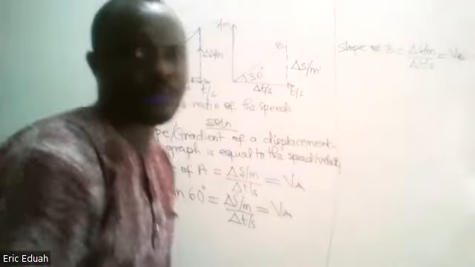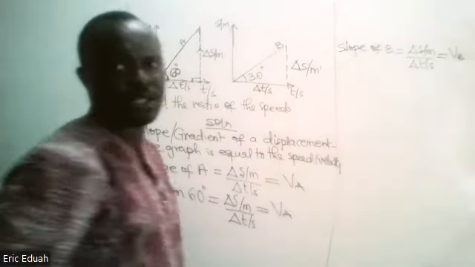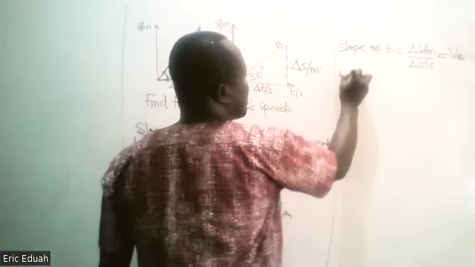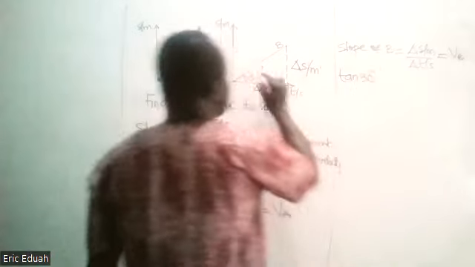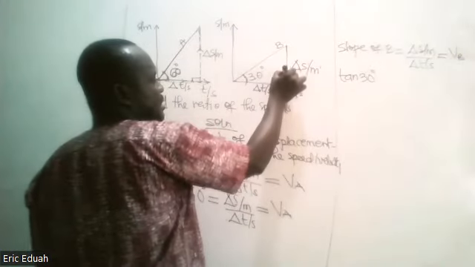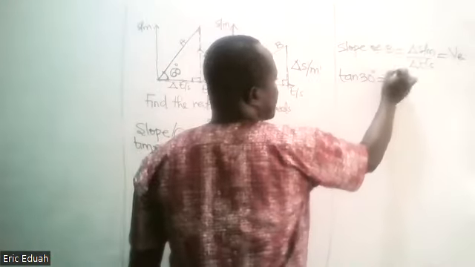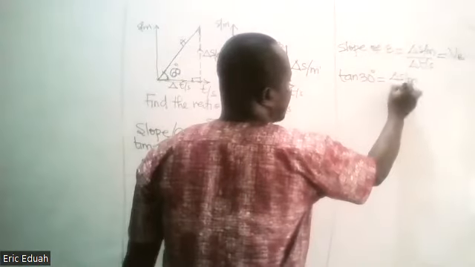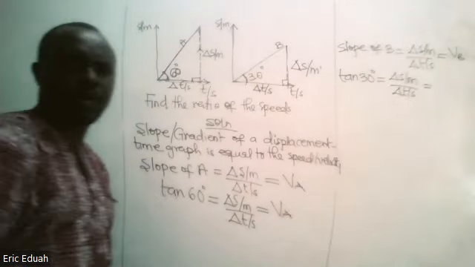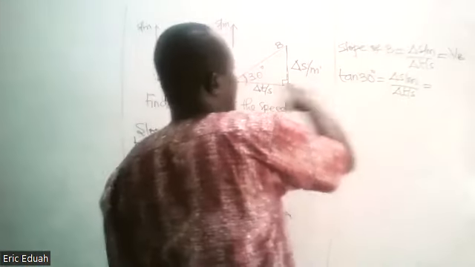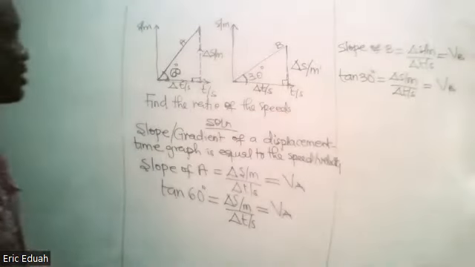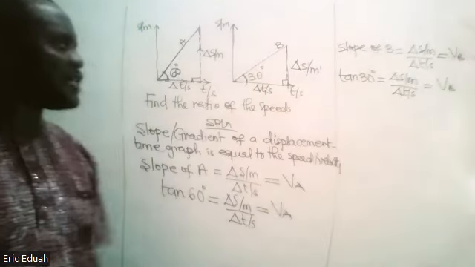Let me adjust the screen. Good. This will also be equal to the velocity of B. Therefore, when we take the tangent of the angle 30 degrees, tan 30 will be opposite, which is delta S, over the adjacent, which is delta T. Okay, and so we quickly conclude that this tangent of the angle would also be equal to the velocity of B. Now the next question is to find the ratio of their speeds.